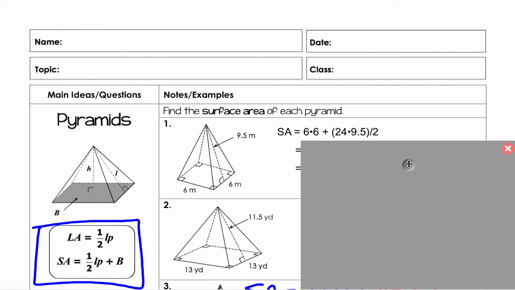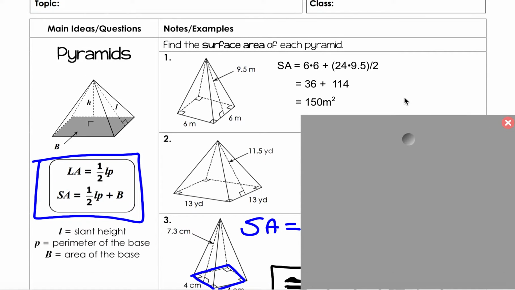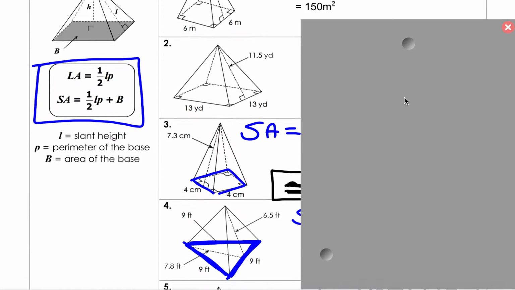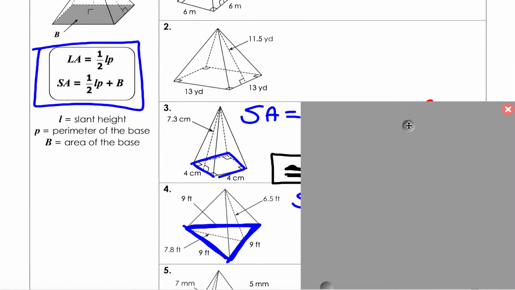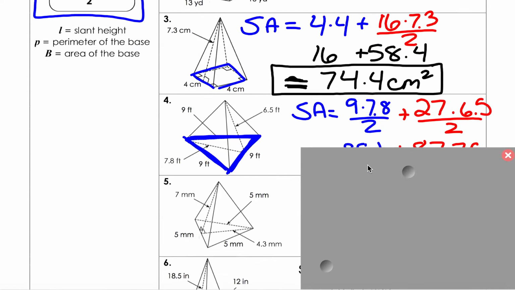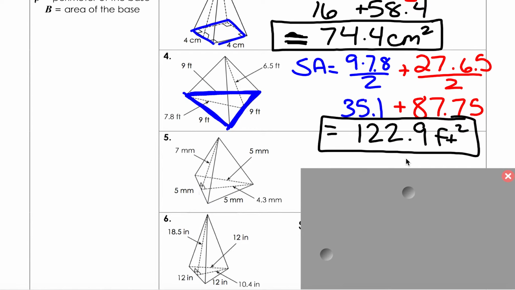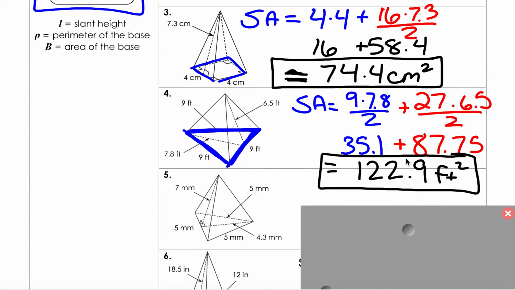So when I do that calculation, I get 36 plus 114, and that gives me a surface area of 150 meters squared. Remembering that our surface area is always going to be meters squared. In class on Thursday, you should have notes on numbers 3 and 4. That should already be in your notes. If it's not, you want to go ahead and hit pause and get that information down.